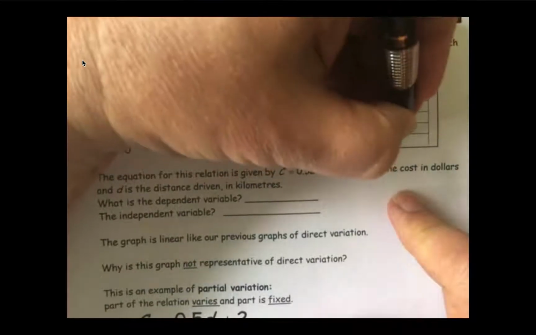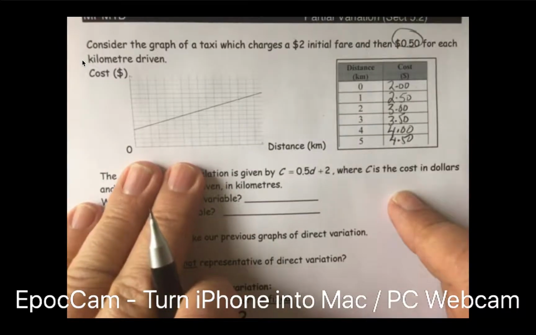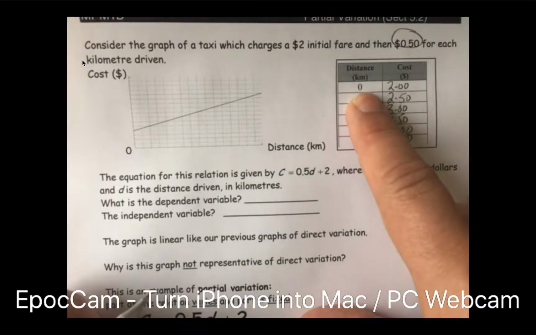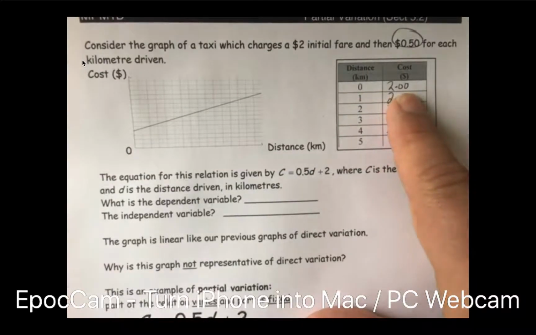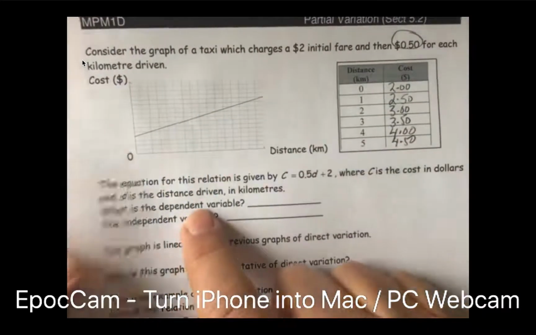And if we were to graph all these values, essentially that's what we've done here. We've graphed all these values. You can see that when we've gone 0 kilometers, our cost is $2. That's why we have the line that represents this relation.